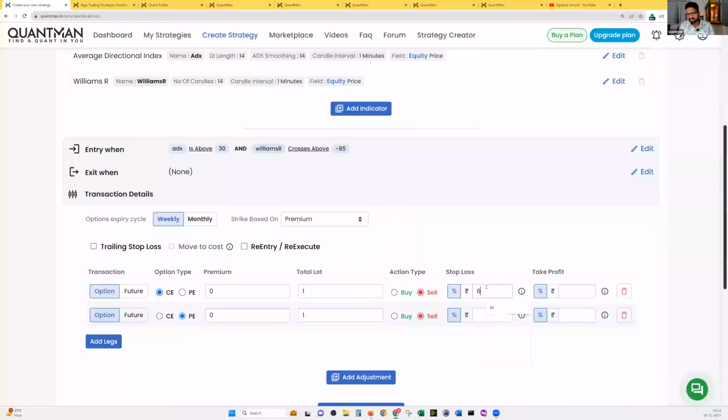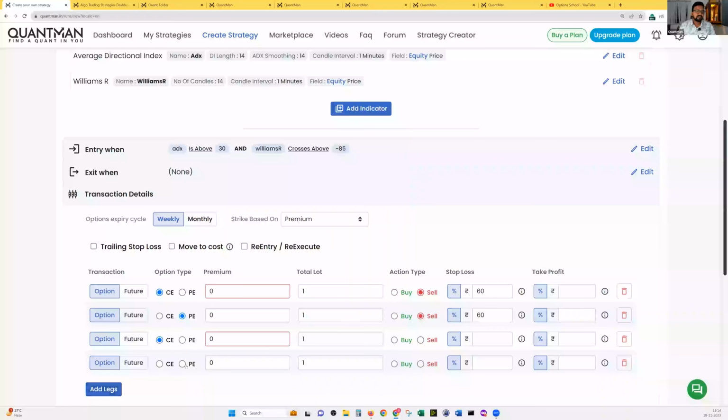I put 60% stop loss over here and I add another two legs, call and put, and I sell both. I put 30% stop loss. So in that leg, I use 30% stop loss. Am I making profit because of delta or theta? On the legs which I use 60% stop loss, I'm making profit by theta. Here, I'm making profit through delta.